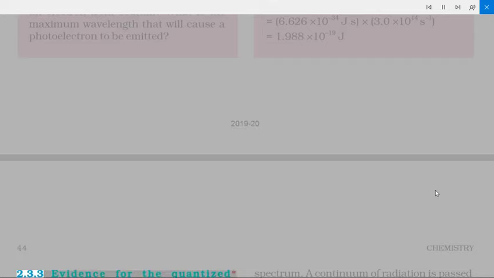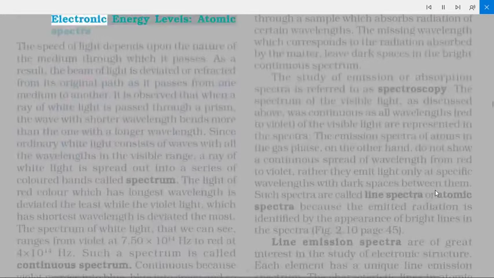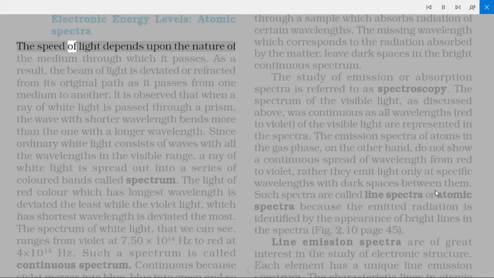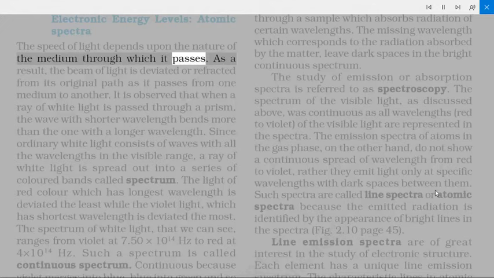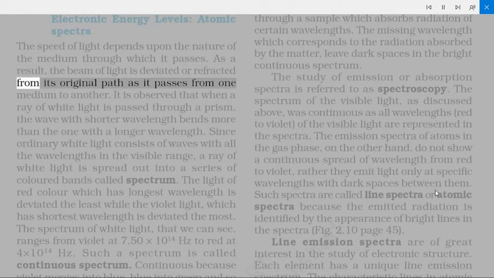Evidence for the quantized electronic energy levels. Atomic spectra: the speed of light depends upon the nature of the medium through which it passes. As a result, the beam of light is deviated or refracted from its original path as it passes from one medium to another. It is observed that when a ray of white light is passed through a prism, the wave with shorter wavelength bends more than the one with a longer wavelength.